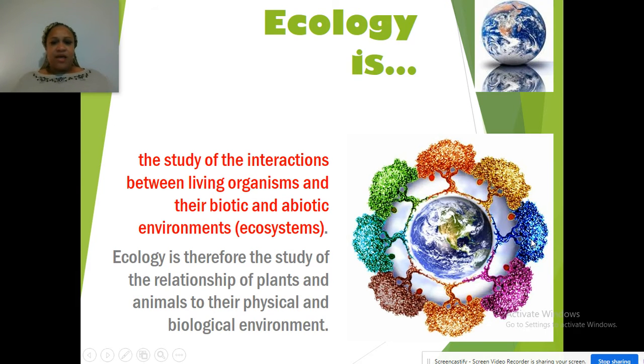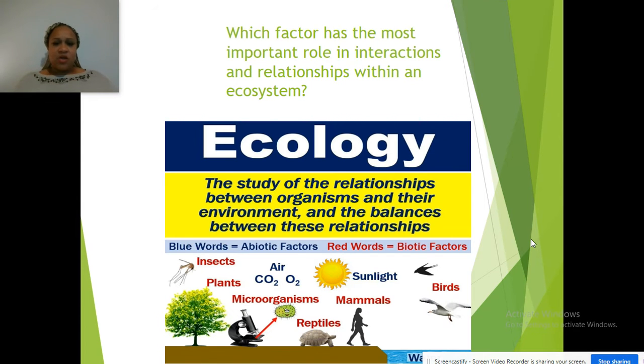Okay. Ecology is the study of the interactions between living organisms and their biotic and abiotic environments or ecosystems. So ecology is therefore the study of the relationship of plants and animals to their physical and biological environment. So which factor has the most importance? Think about this. Very, very important role to make sure all of these interactions take place. Think about that.